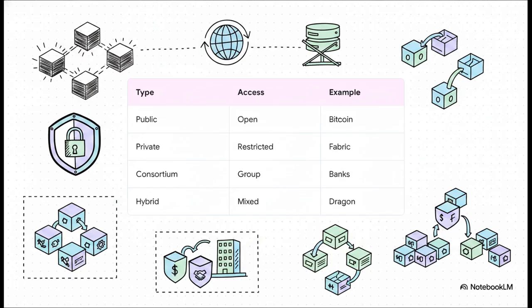Then we have consortium blockchains, which are controlled by a group of organizations. These are perfect for things like shared banking networks that need a balance of openness and strict control. Finally, hybrid blockchains mix elements of both. It's crucial to understand that corporations are actively using these private and consortium chains right now to protect their data while still getting the benefits of the core technology.